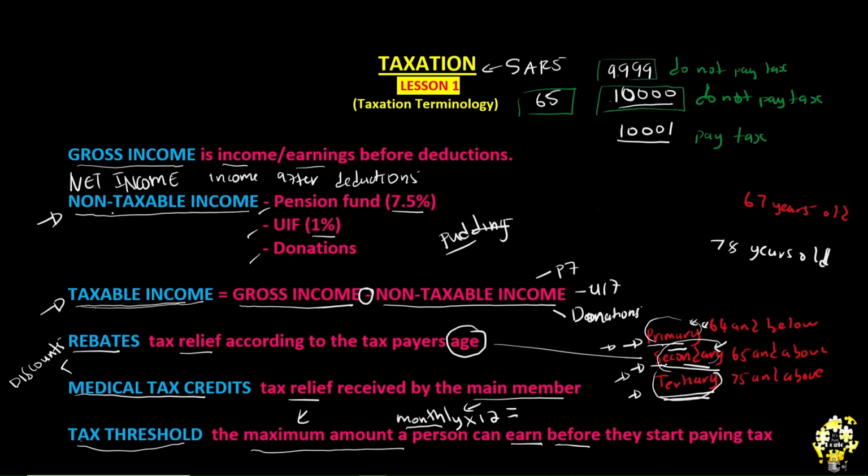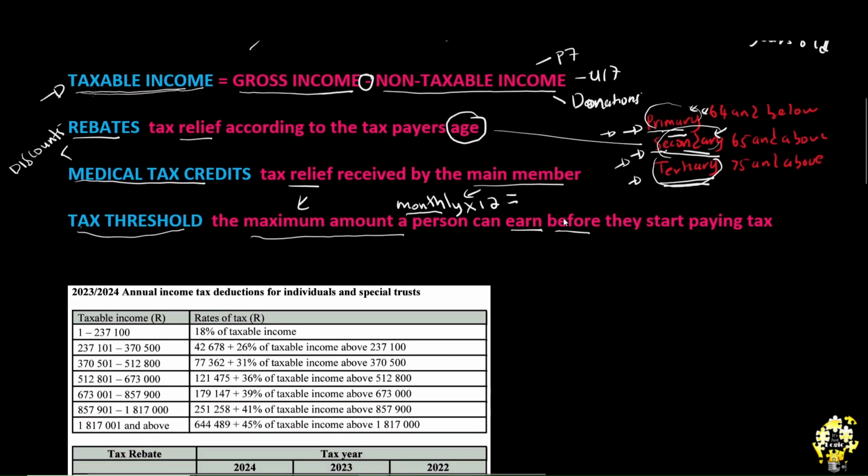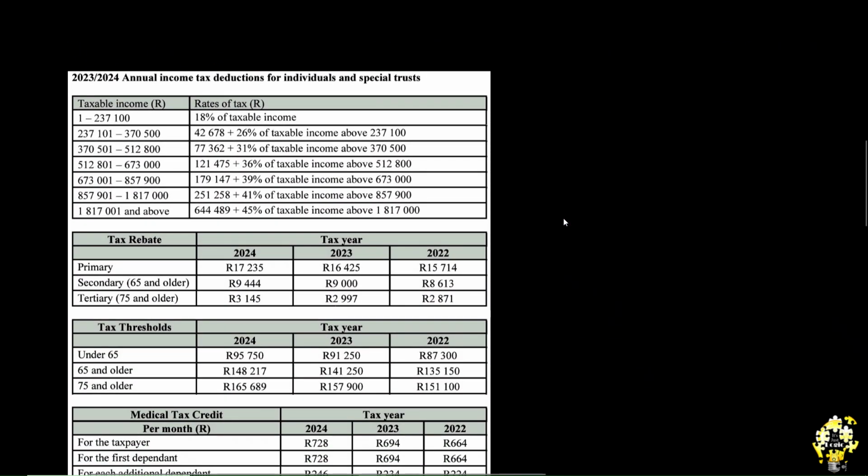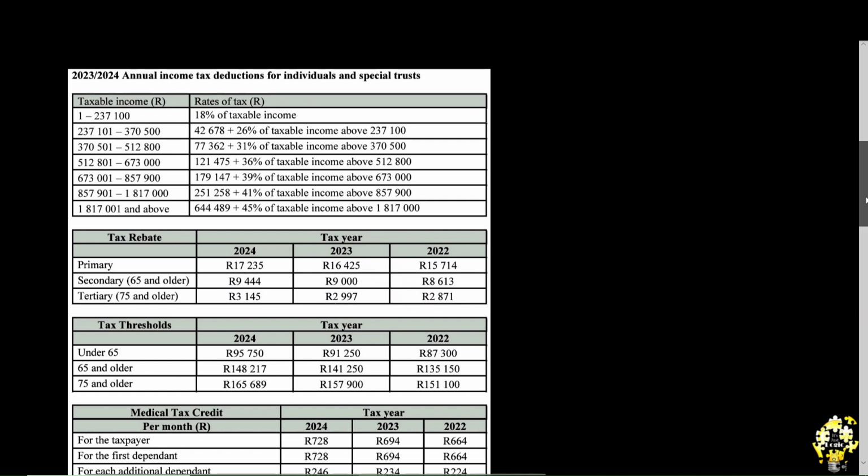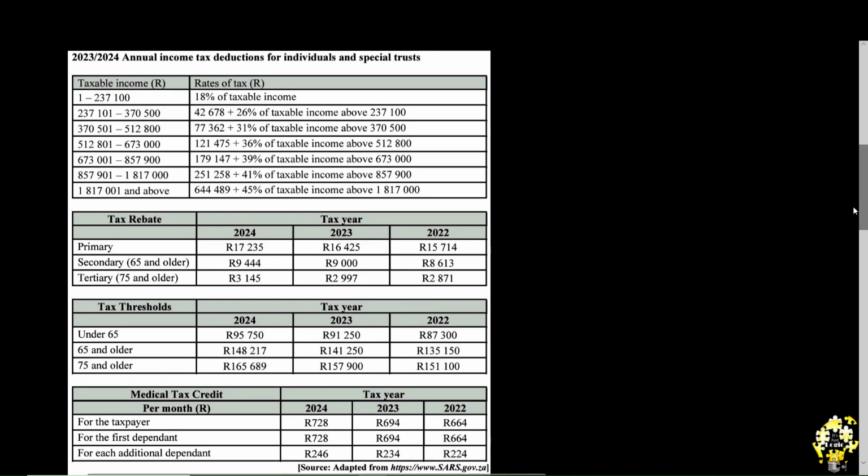Let's go so that you can understand all these terminologies that I was talking about. So you see here, this is the annual income tax deduction for individuals. This is how it works. Remember taxable income. Remember that we have a formula for it. I said that when you want to calculate taxable income, you have to subtract.